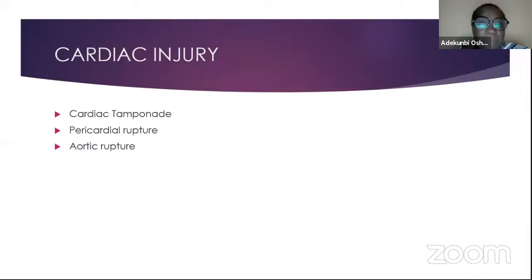Cardiac injury: most times patients with cardiac injury hardly get to the hospital. They die most times at the site of the trauma. However, if they are able to get to the hospital, those that present most times have cardiac tamponade, pericardial rupture, or aortic rupture. Those with cardiac tamponade require pericardiocentesis. The cardiothoracic surgeon has to be notified, and appropriate management should be given to them. The aortic rupture, if it is mild and patients get to the hospital, most of these patients are treated as cases of ischemic heart disease.